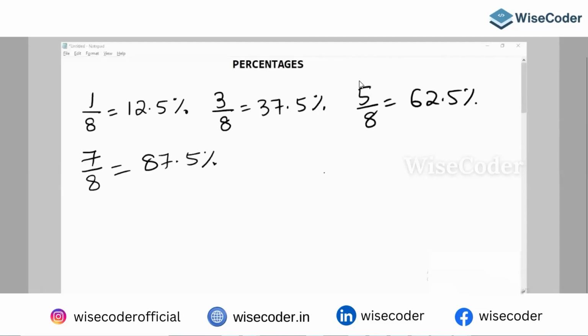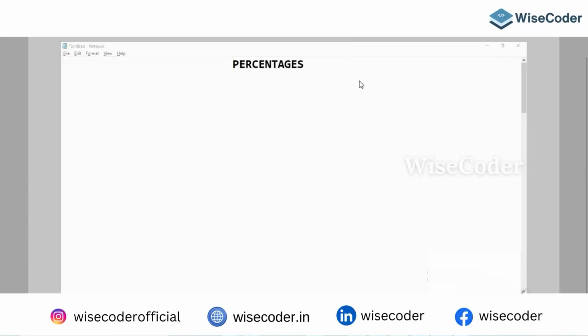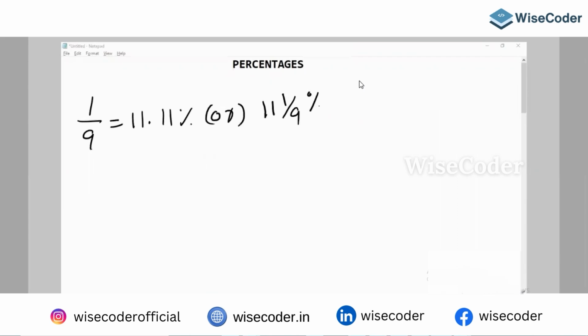1 by 9. Next values are what, guys? If you divide 1 by 9, you are going to get 11.11%, or you can write this as 11 1 by 9%.